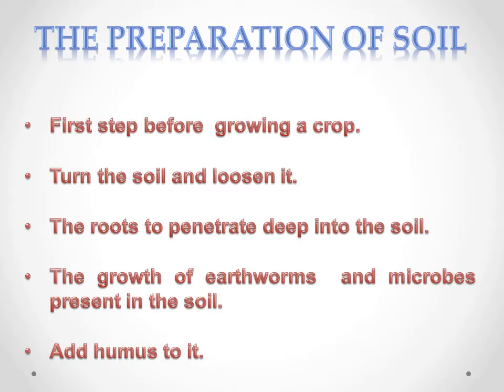Before growing a particular crop, we need to turn and loosen the soil so that the roots will be able to penetrate deep into the soil. This will enhance the growth of the earthworms and microbes present in the soil, which will automatically add humus to the soil.